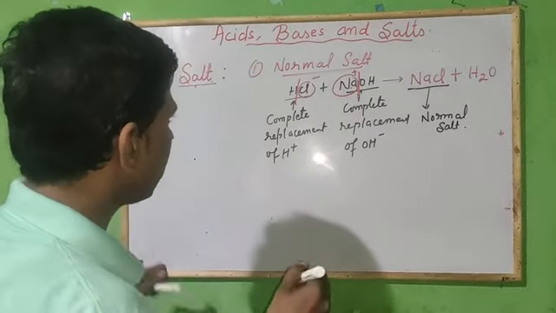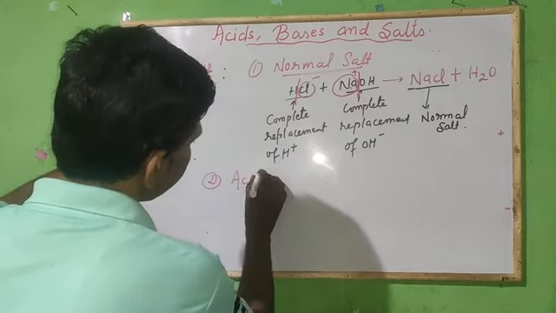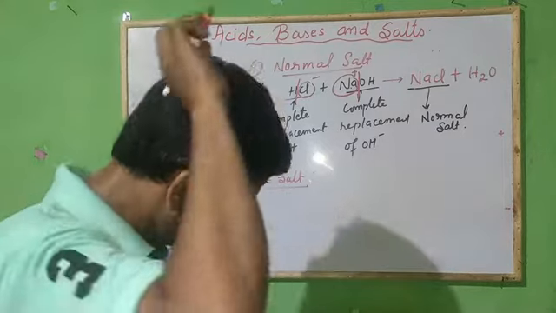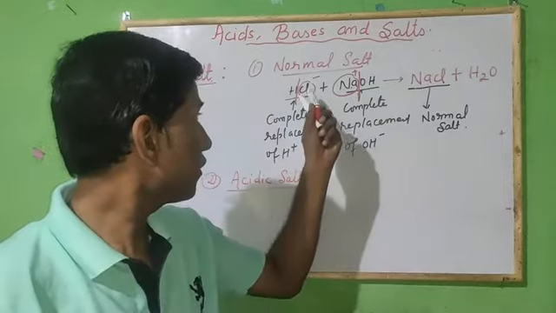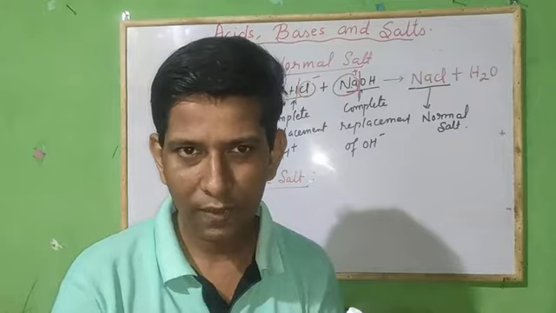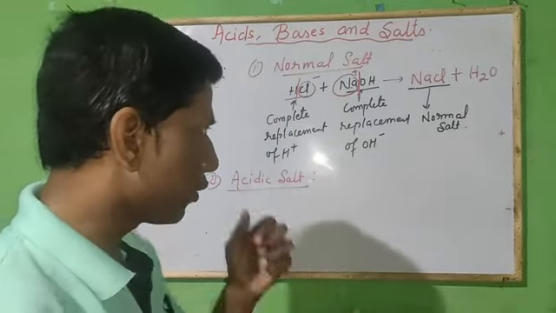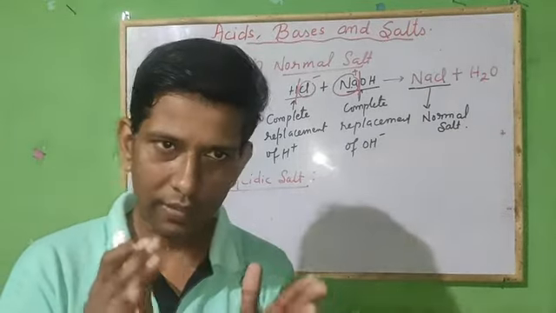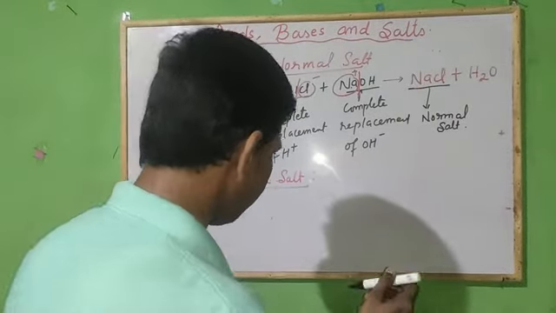The second type of salt that you have to know is acidic salt. In acidic salt, keep one thing in your mind: the replacement of hydrogen will be there, but not complete replacement, only partial replacement of hydrogen takes place. Clear? And also in the formula of an acidic salt, you can easily see there will be hydrogen. Clear? So I am giving one example to make you clear.